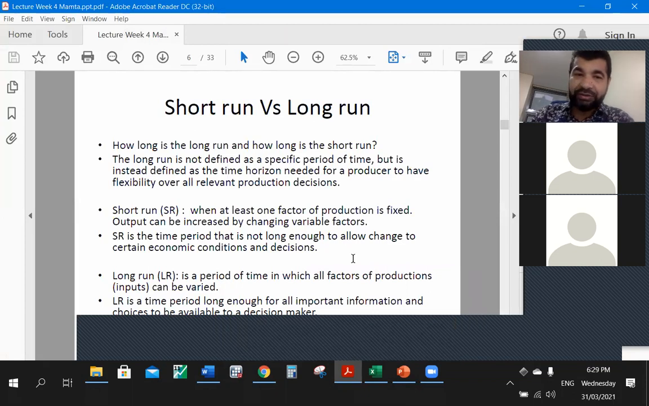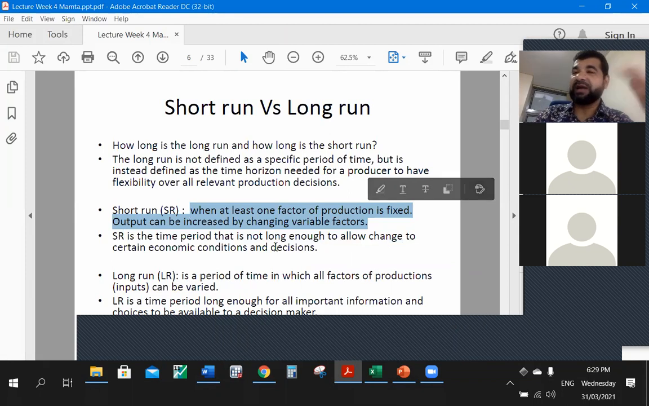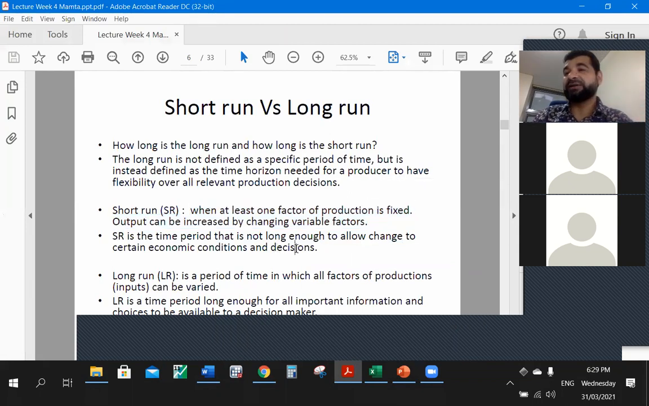Is long run and short run clear to you guys? So long run is the period of time in which all factors of production can be varied. Short run means when at least one factor of production is fixed. It's not about time length. It's about factors of production.